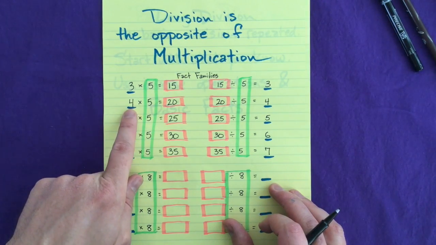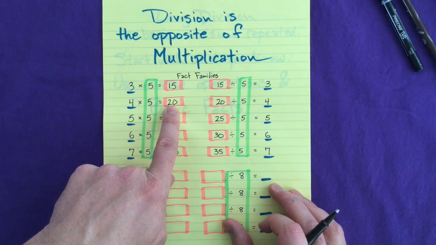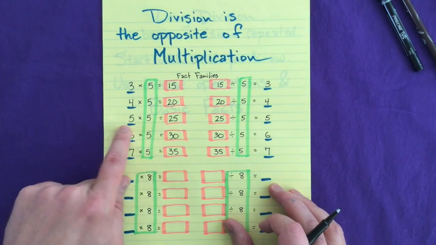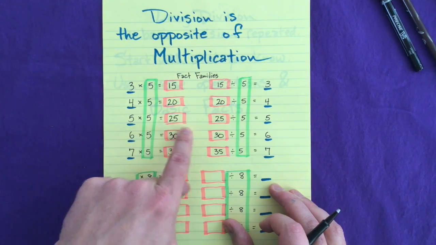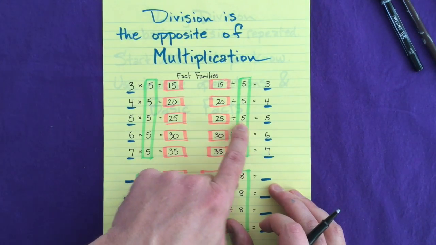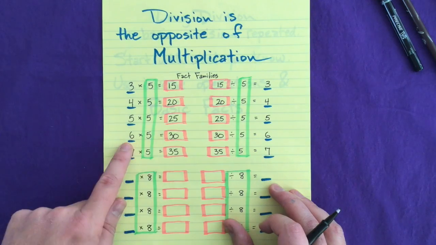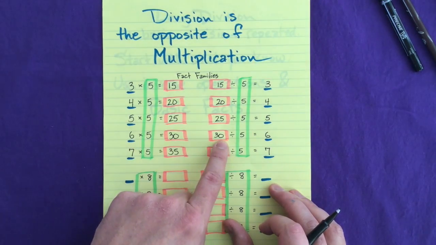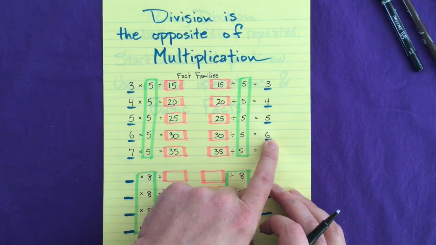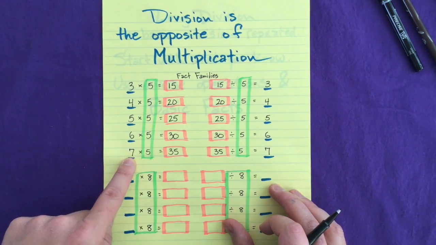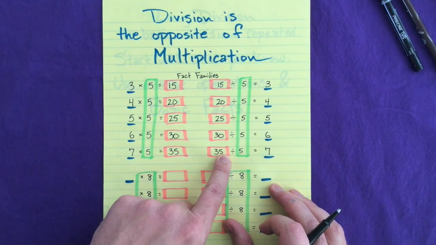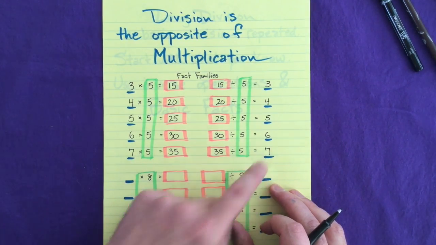So if I was to continue, I would say 4 times 5 equals 20, just like 20 divided by 5 equals 4. 5 times 5 equals 25, just like 25 divided by 5 equals 5. 6 times 5 equals 30, just like 30 divided by 5 equals 6. 7 times 5 equals 35, just like 35 divided by 5 equals 7.